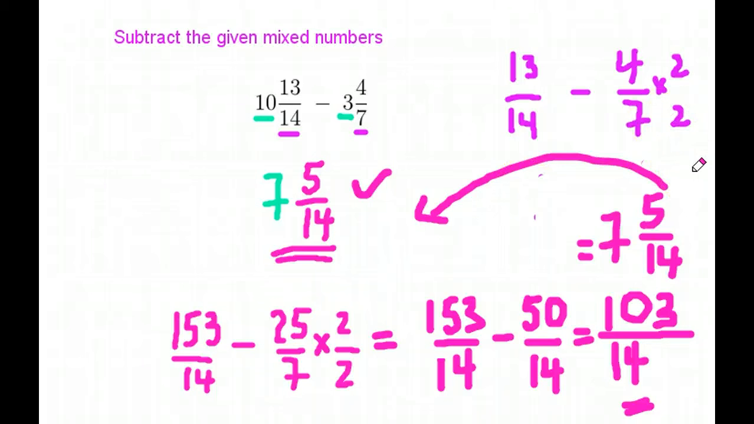So this is how we do subtraction of mixed numbers. It all depends on your interest. Sometimes when you do it this way, it may be faster, and sometimes you may have to do it the other way. But essentially, whichever way you do it, you will have to get the same answer.